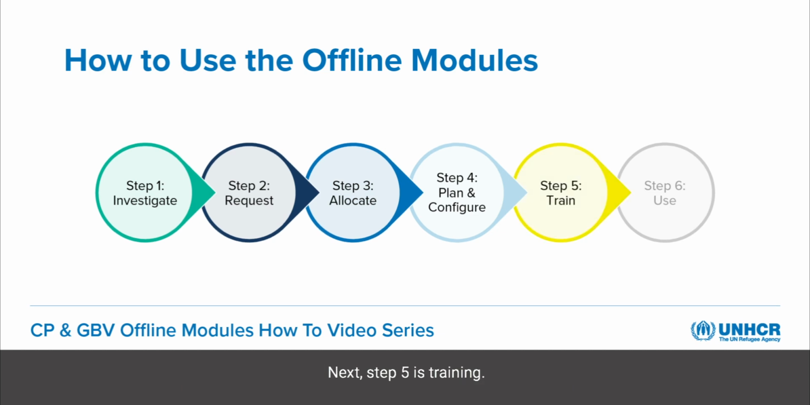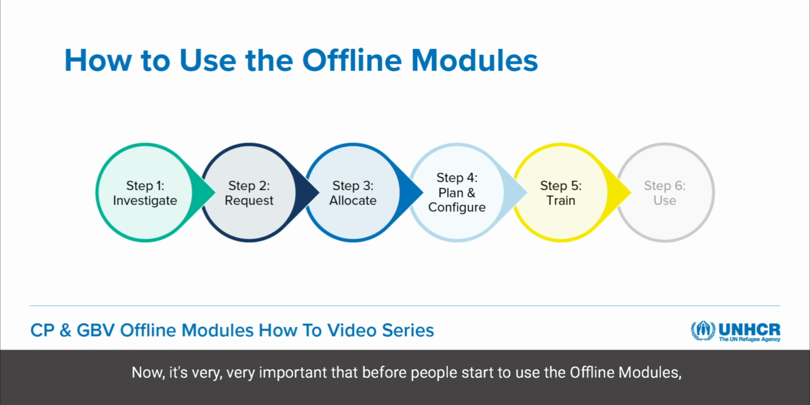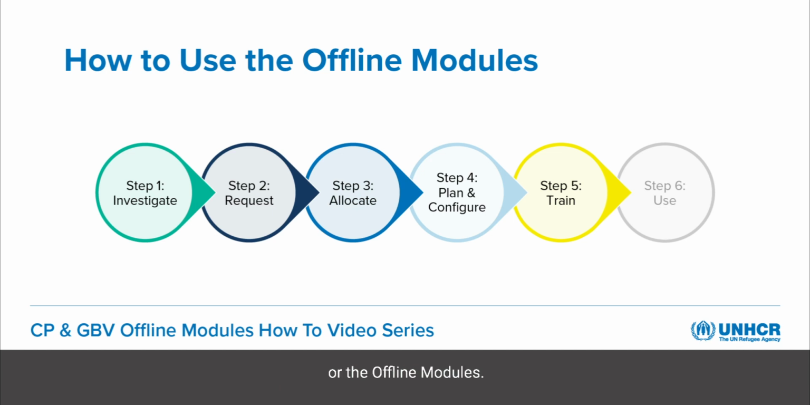Next, step 5 is training. Now, it's very, very important that before people start to use the offline modules, as we mentioned, they already have been trained on the GBV and child protection modules as they are, and then they can also be trained on the offline modules. It is really important that we start with UNHCR staff so that they understand the tools clearly, and then once that's well ingrained and they have started to use it, then we look towards training partner staff, so that we can first explain to them what the systems are, how they work, make sure that we can answer any questions they have when they're deciding whether or not they want to use V4 or the offline modules.